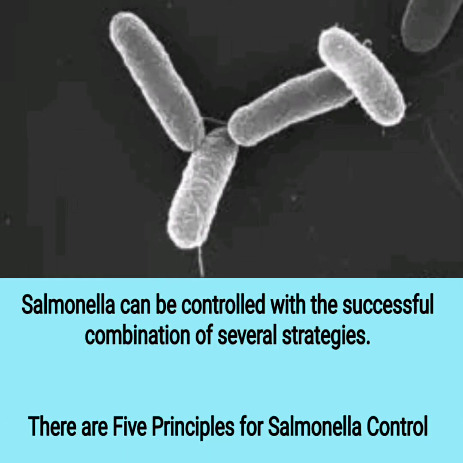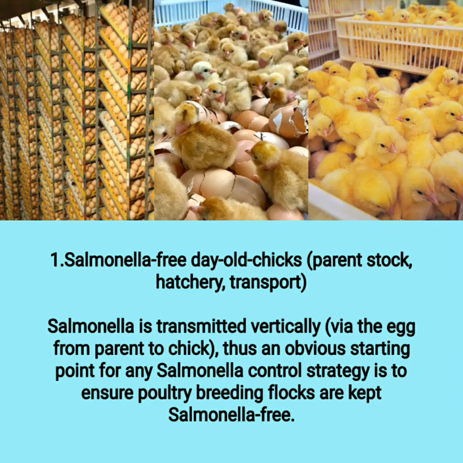Salmonella can be controlled with the successful combination of several strategies. 5 principles for Salmonella control. 1. Salmonella-free day-old chicks, parent stock, hatchery, transport. Salmonella is transmitted vertically, via the egg from parent to chick. Thus an obvious starting point for any salmonella control strategy is to ensure poultry breeding flocks are kept salmonella-free.